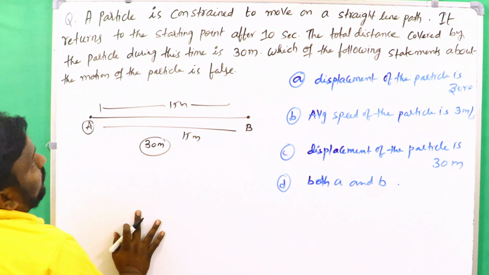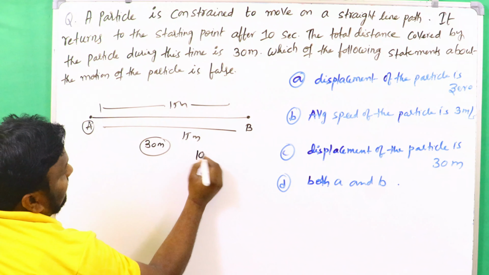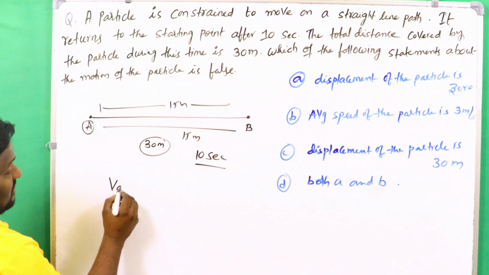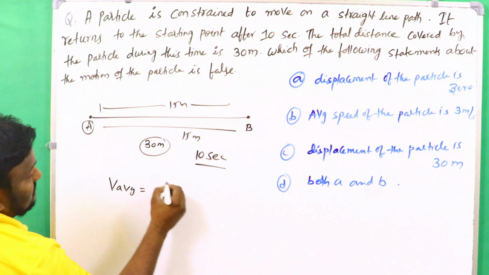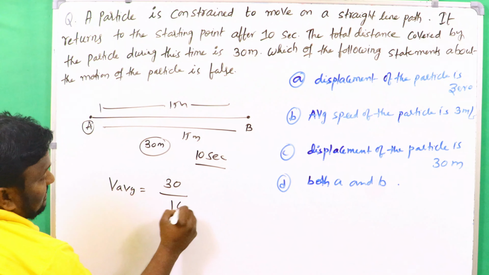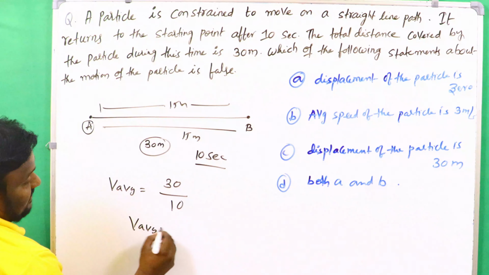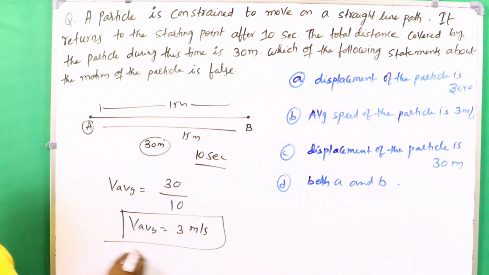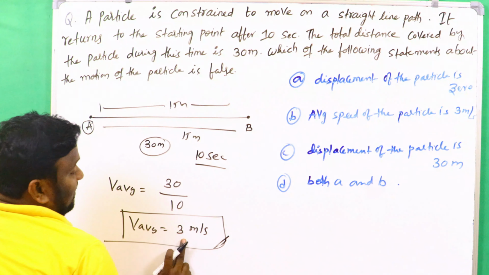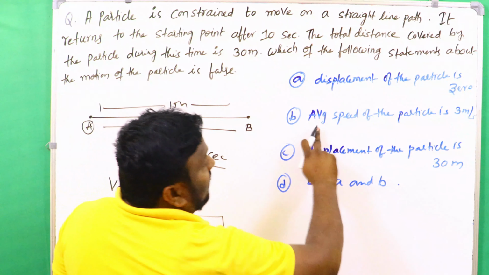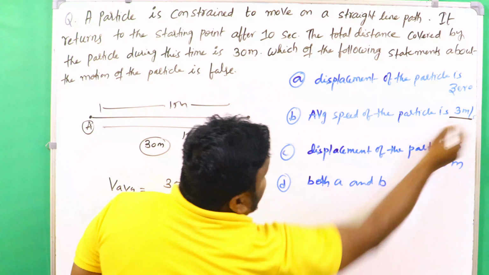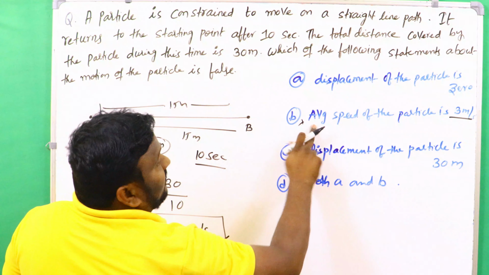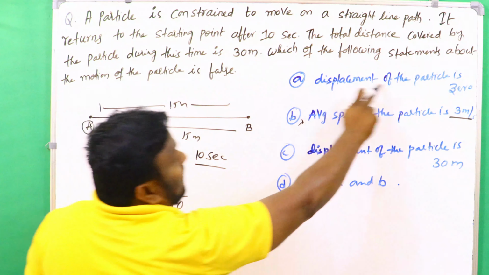Clear? So now, how much time was taken? The time taken was 10 seconds. So now average speed: what is the total distance? 30 meters, and time is 10 seconds. Therefore V average is equal to 3 meters per second. What is given? Average speed of the particle is 3 meters per second. So it is a true statement. So this is the wrong answer. Okay. And now, displacement of the particle is 0.